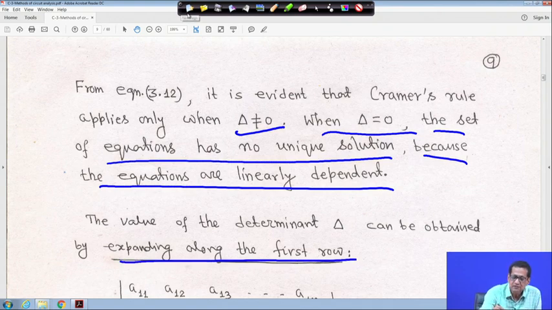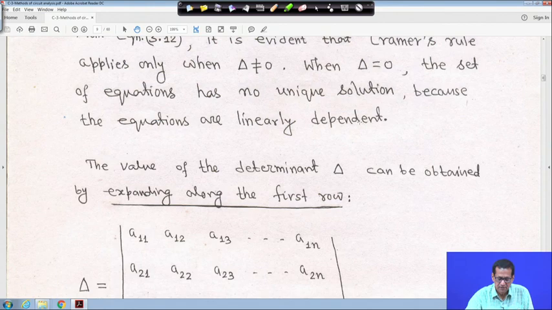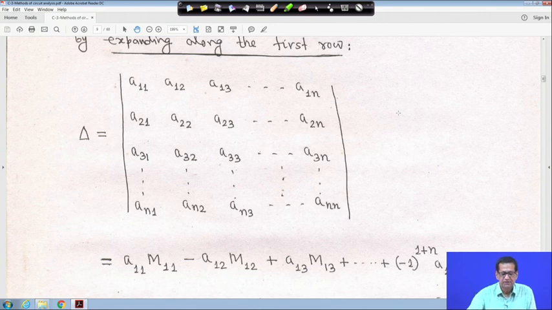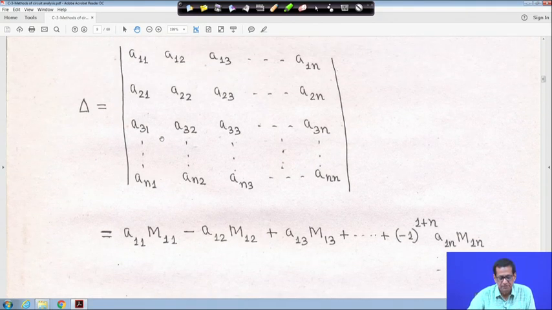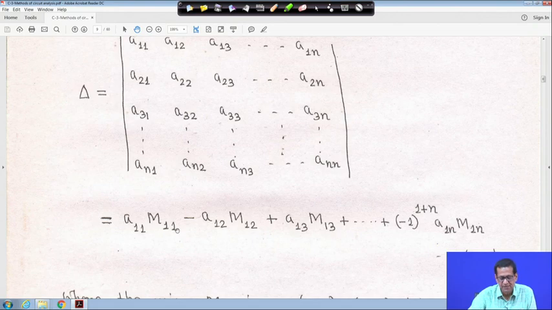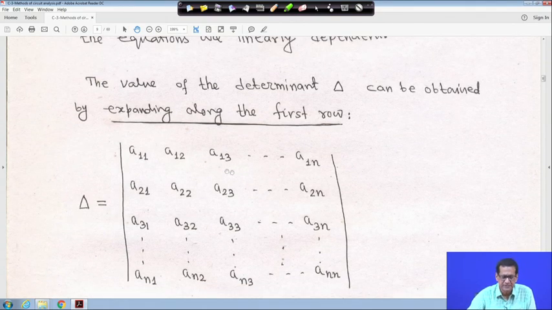So how will we do it? If it is given a little bit bigger, we write a11, a12, a13 up to a1n, then a21, a22, a23 up to a2n, right. Similarly a31, a32, a33 up to a3n, and then an1, an2, an3 up to ann. Now, if you write like this, you have to mind this thing. Let us write the first one as a11, m11, right. Basically it can be obtained by expanding along the first row, that means along the first row we are trying to expand. It can be done column-wise also, we will see both, right.